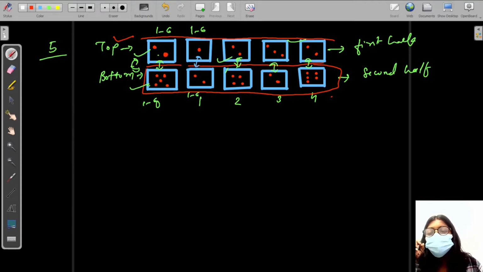Or there can be another case also. The first case was when either my top half contained number 1, my number 1 was 2, or my bottom half contained number 1, right? These were my two cases. Now the second.